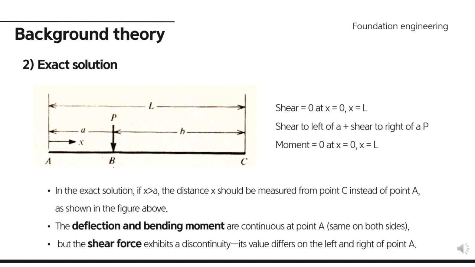Mathematical features of this method include that deflection and bending moment are continuous at the load point. However, shear force exhibits discontinuity; its value differs on either side of the load. In addition, both shear force and bending moment must be zero at the beam ends, x equal to zero and L, to satisfy boundary conditions.